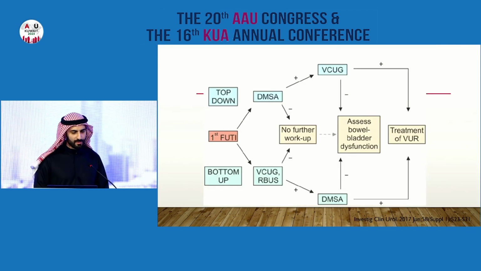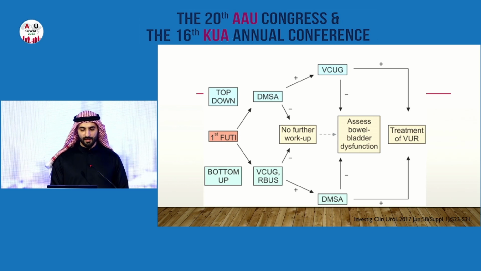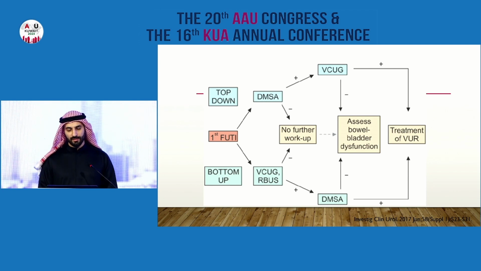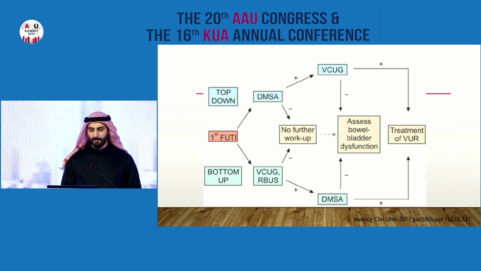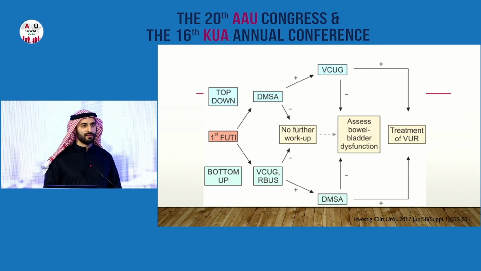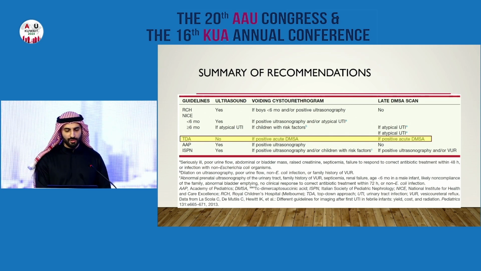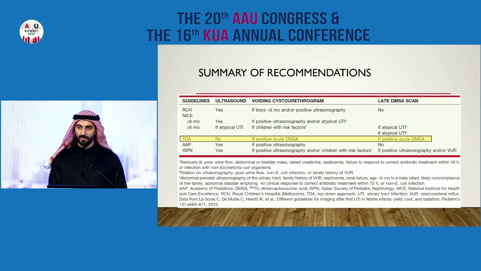This is another flow diagram speaking about the first UTI and how, in the top-down approach, if the DMSA picks up any problems, then a VCUG can pick up reflux, and subsequently we can treat reflux accordingly. The top-down approach basically holds that low-grade reflux, even if we don't pick it up and we treat without knowing it exists, does not need to be heavily investigated. Of course, if you pick up something acute on the DMSA, you need to repeat the DMSA a few months later to confirm the presence or absence of a scar.